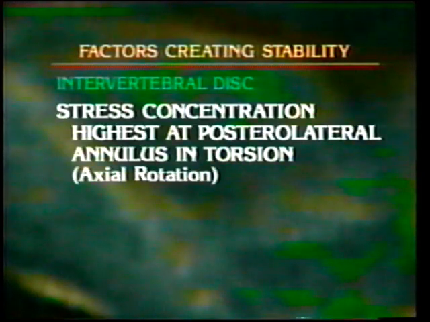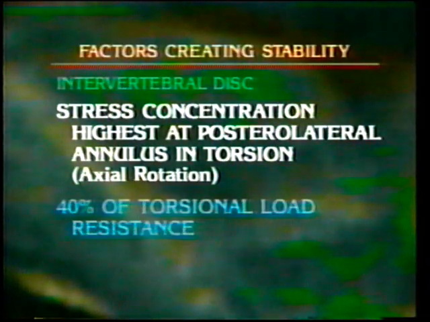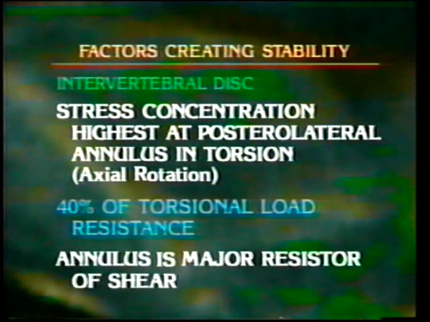What does the intervertebral disc do? Well, the stress concentration in torsion is at the posterolateral aspect of the annulus. This has been shown many, many times. If you stop and think about it, that's exactly where most disc herniations occur that cause symptoms. Overall, about 40% of torsional load resistance comes from the annulus and the intervertebral disc. And the annulus is the major resistor of shear forces, or in other words, it prevents the vertebra from sliding forward, backward, or side to side.